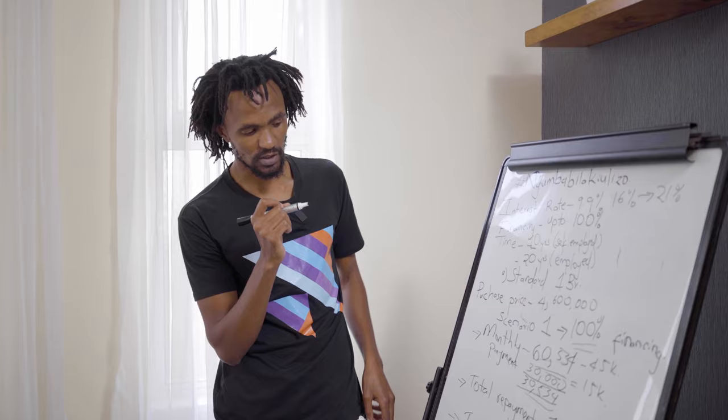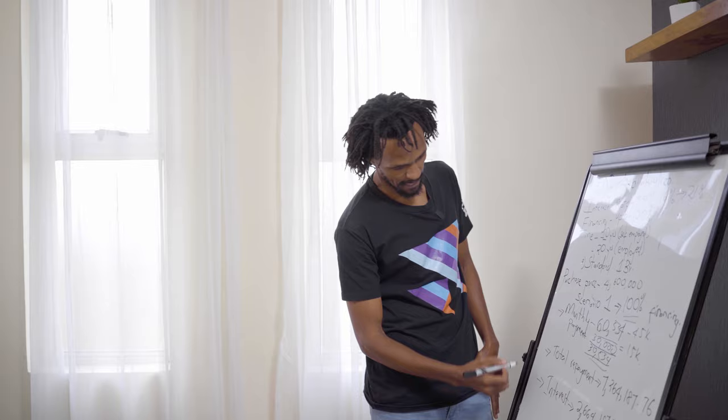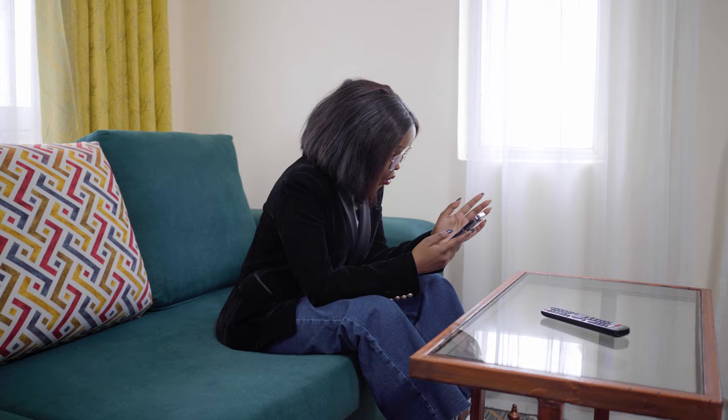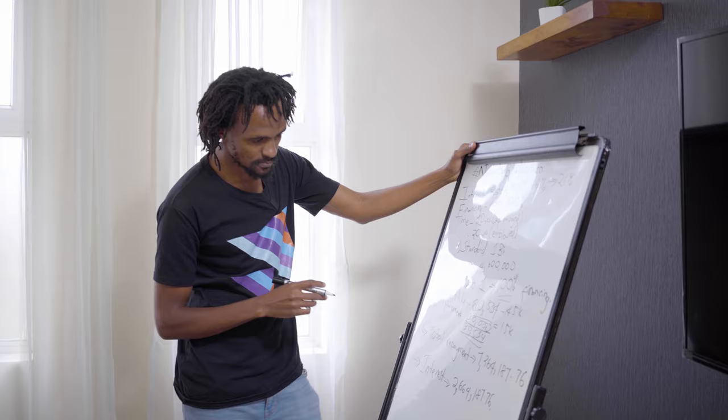Yes. So now let's do the same scenario, 100% financing, but now for 20 years. This is for people who have a job, or people who are employed. So the home sale price is 4.6 million, down payment zero, payment term is now 20 years, interest same. So we can hit calculate. Let's run the numbers.